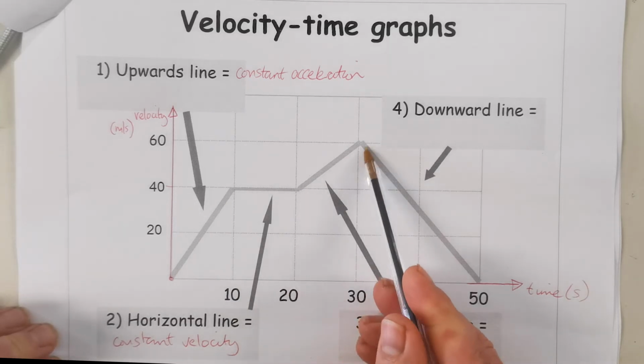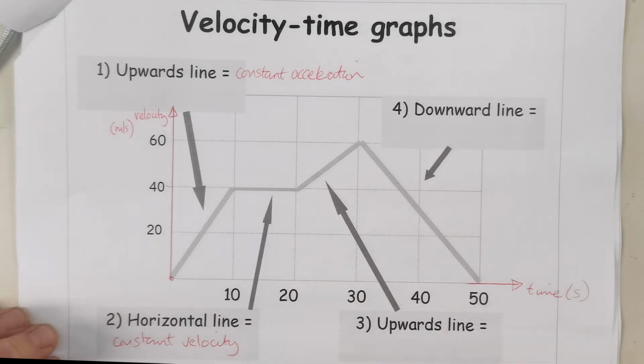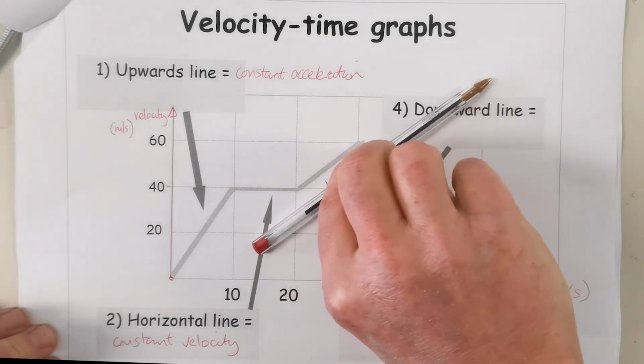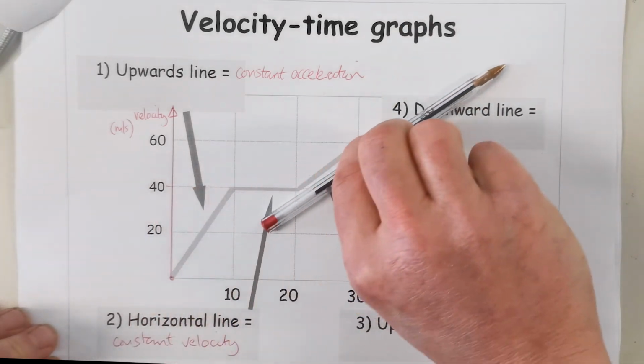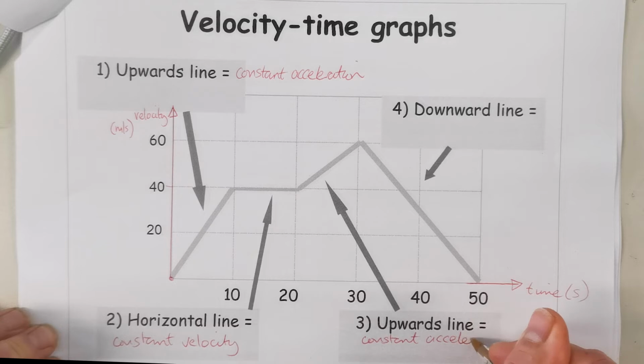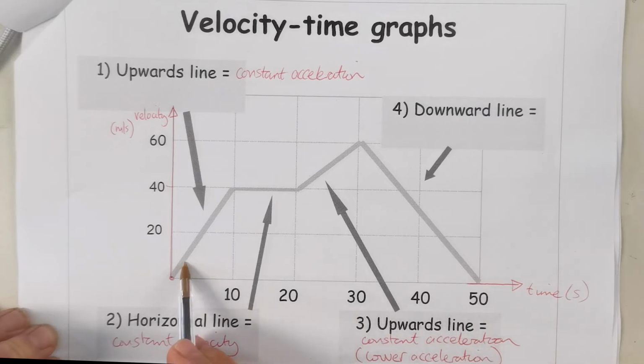Here we've got another upward line. This is also accelerating, similar to here. But can you see it's not going up as quick? It's going up at a slower rate than before. So this is constant acceleration, just as before, but it's a lower acceleration. So it is accelerating, it's just not accelerating as much as it was in this section over here.